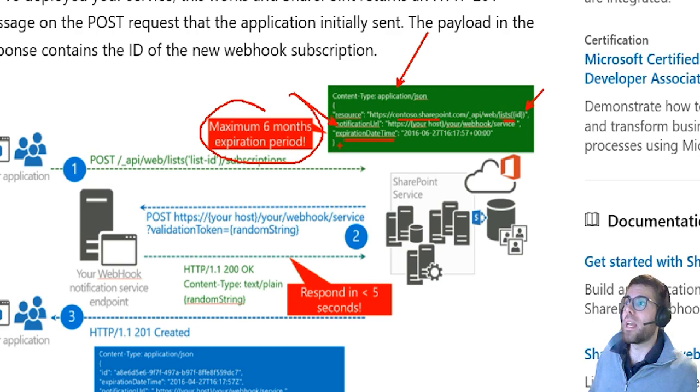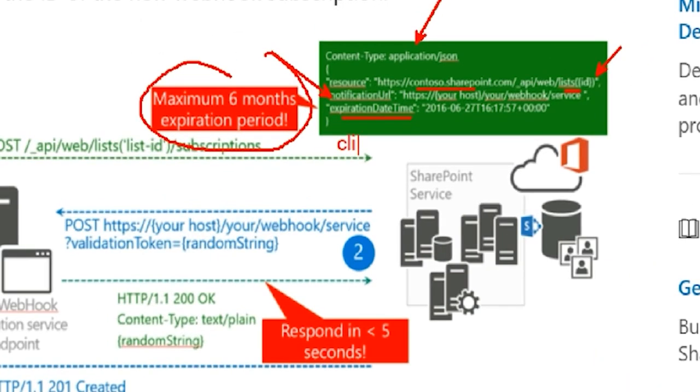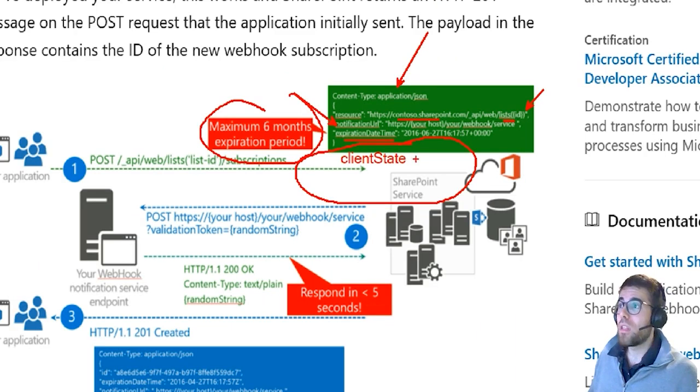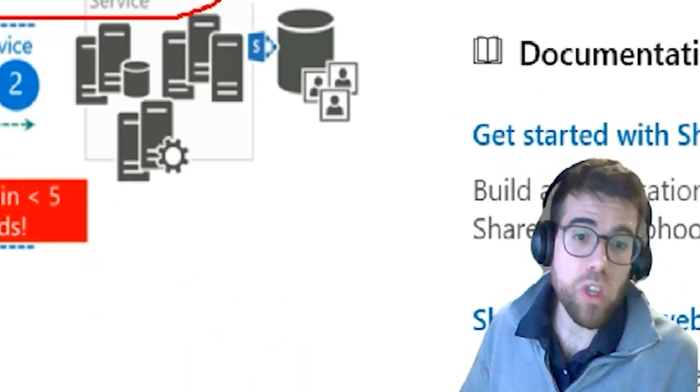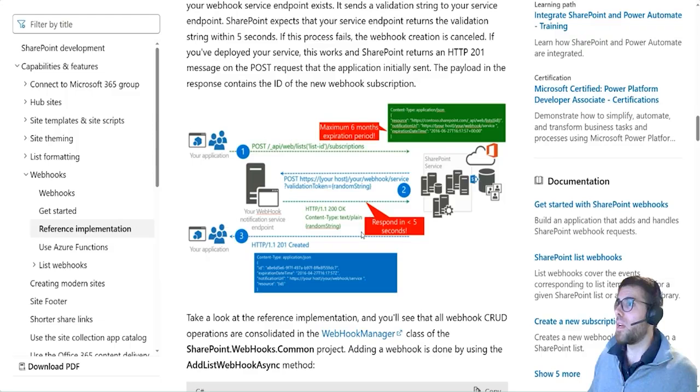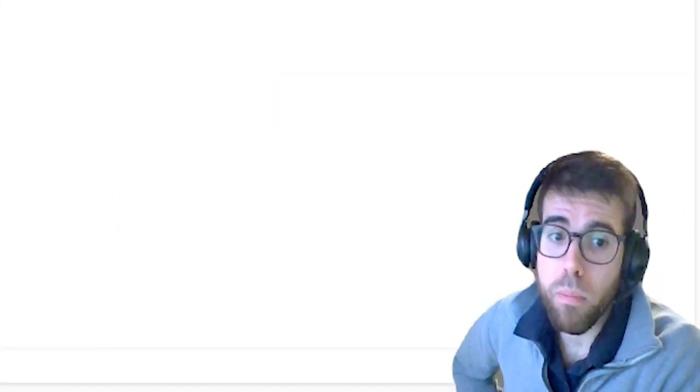Also, we can add a new parameter here, which is called client state, if I'm not mistaken, to store any information, and this could be a string, any hard-coded value that SharePoint is always going to bring to us when SharePoint notifies that there's been a change in a list or library. All right, and important, don't forget that we need to respond to the webhook within 5 seconds or the registration is going to fail. Now let's dive into the technical implementation using Power Automate.